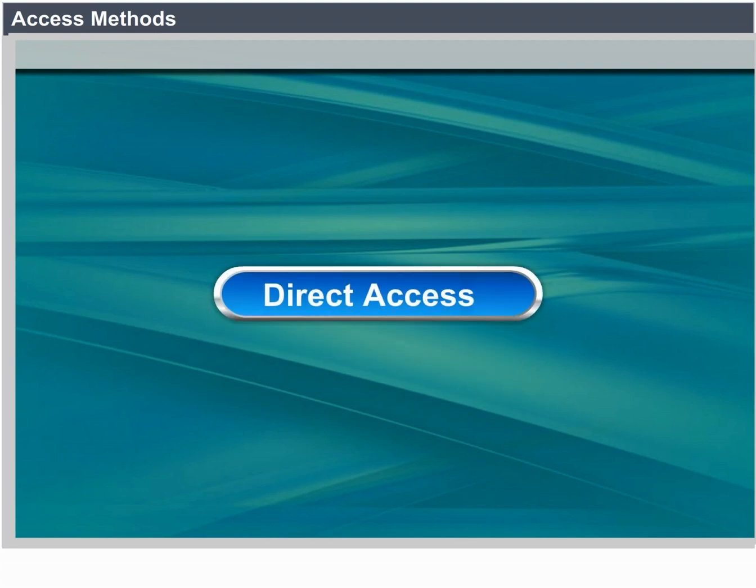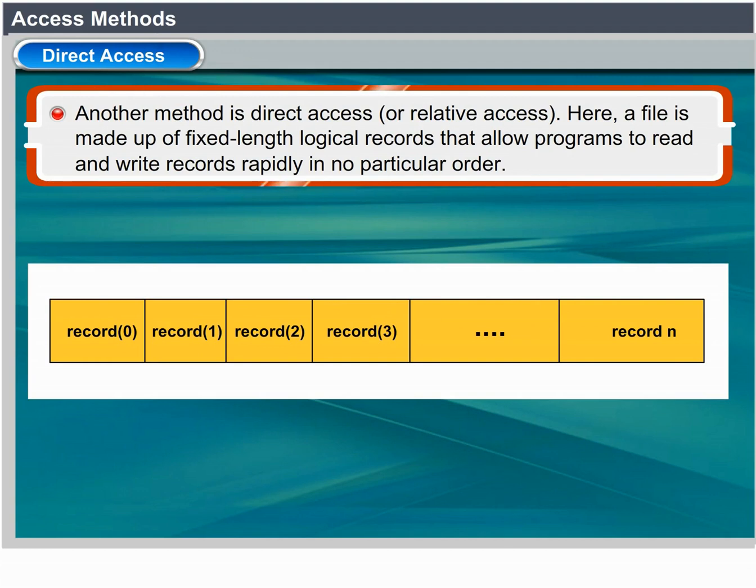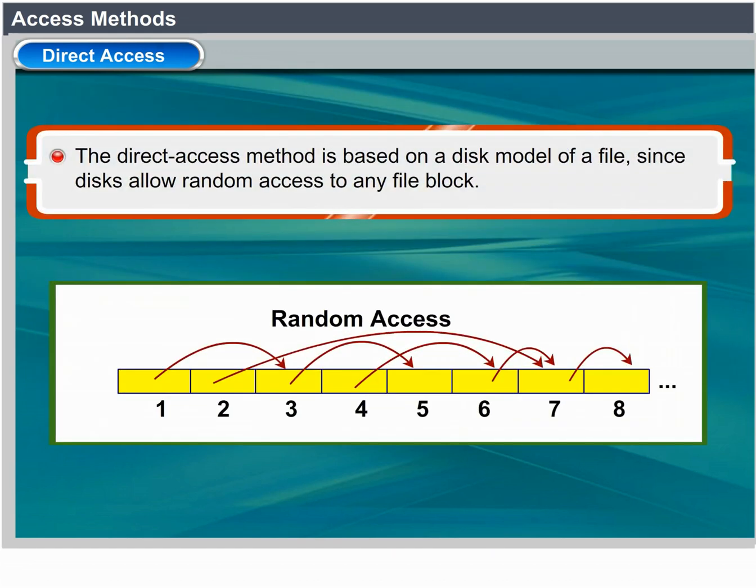Direct access. Another method is direct access or relative access. Here, a file is made up of fixed-length logical records that allow programs to read and write records rapidly in no particular order. The direct access method is based on a disk model of a file, since disks allow random access to any file block.